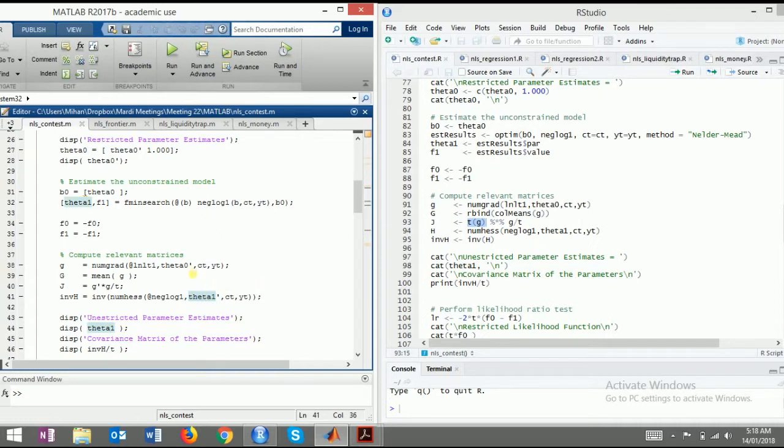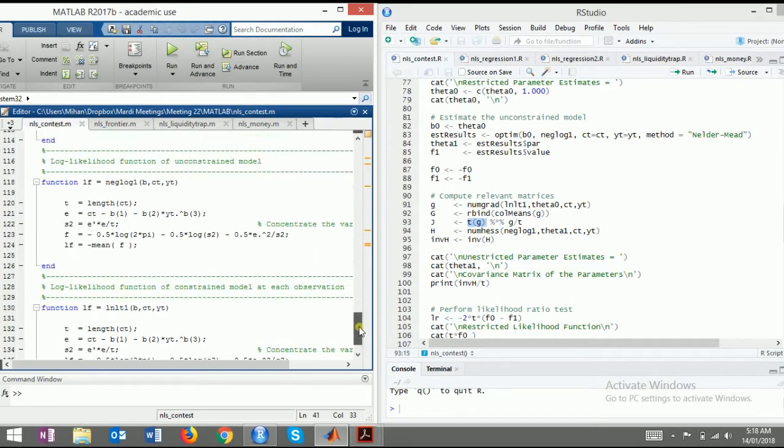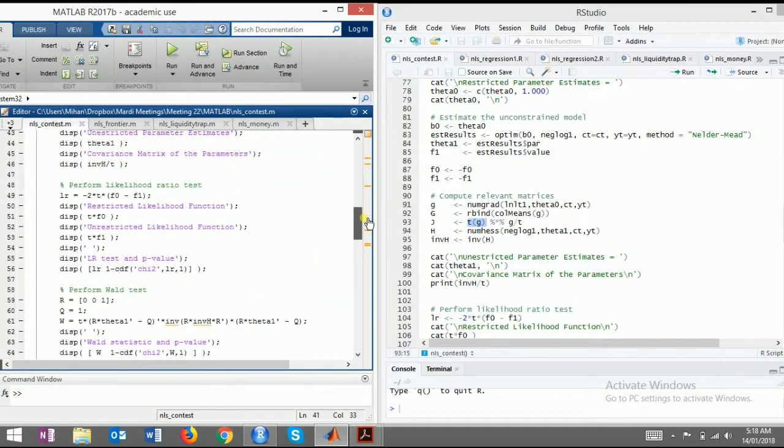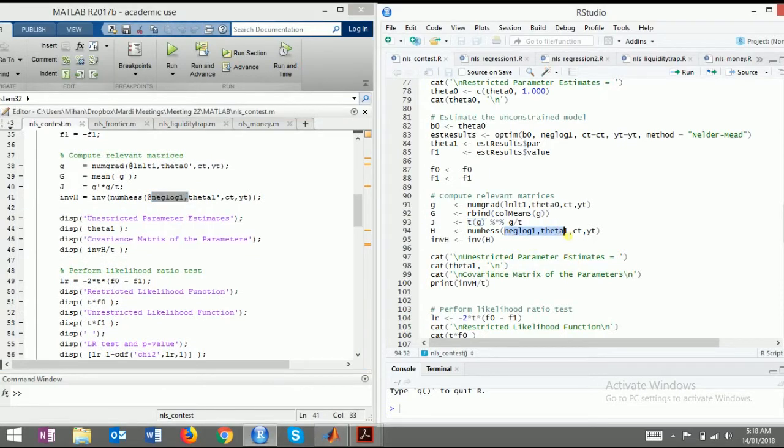Unrestricted model by calling neglog 1. You see, neglog 1 from the unrestricted or unconstrained model. So the inverse of the Hessian is coming from the unconstrained model, while the gradient was coming from the constrained model. And there you have the inverse of the Hessian.